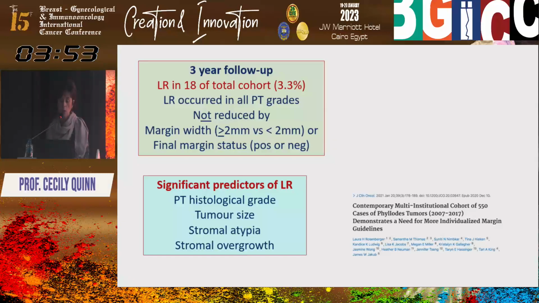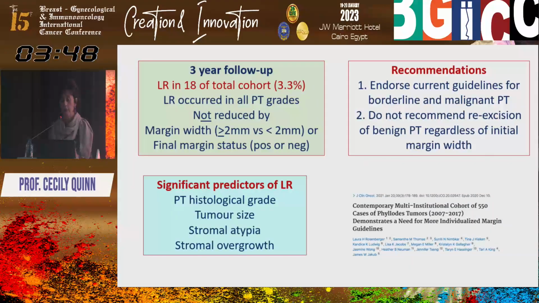the overgrowth. So it's quite a comprehensive, detailed analysis, and the conclusions are that the current guidelines, which until then were for re-excision of all phyllodes tumors, would be endorsed for the treatment of borderline and malignant phyllodes tumor, and not to recommend re-excision of a benign phyllodes tumor regardless of the initial margin width. So if you have a benign phyllodes on core, then you recommend excision, but not necessarily more tissue. If you think it's borderline or malignant, your surgeon should take a rim of normal tissue.